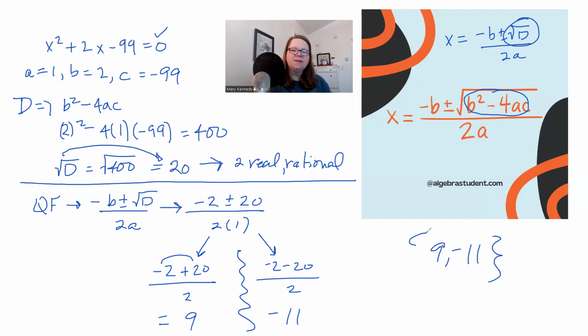I'm not going to put a parentheses because this is not a coordinate pair. These are both x values. You see here that it says x equals. These are the two solutions to our equation.